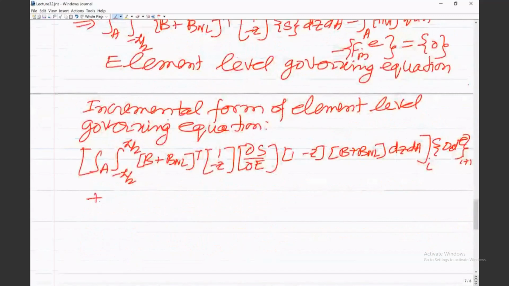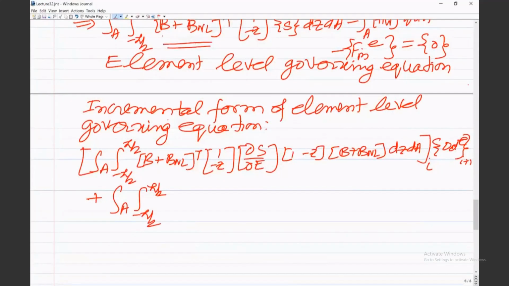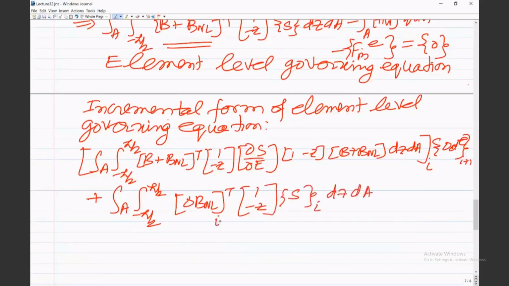And the second is integration over area, integration over minus h by 2 to plus h by 2. And then we take the increment of the first term itself in the equation, that is this equation. So B is anyway constant, so its increment is 0. BNL will have non-zero increment. So we will have delta BNL transpose, and we have 1 minus Z. And if you see, this formulation is quite similar to what we did for the Euler-Bernoulli beam element. So I, then we have dz dA, and this is evaluated of course at I plus 1.